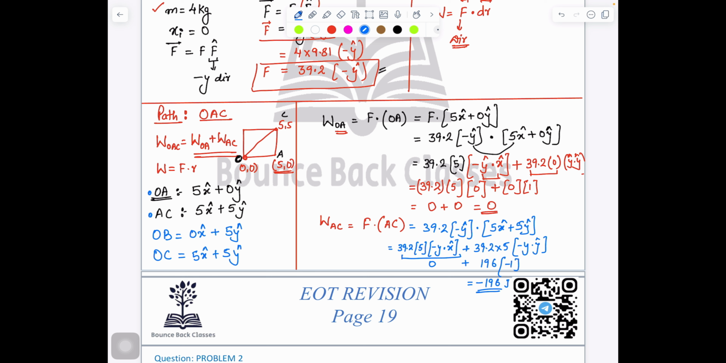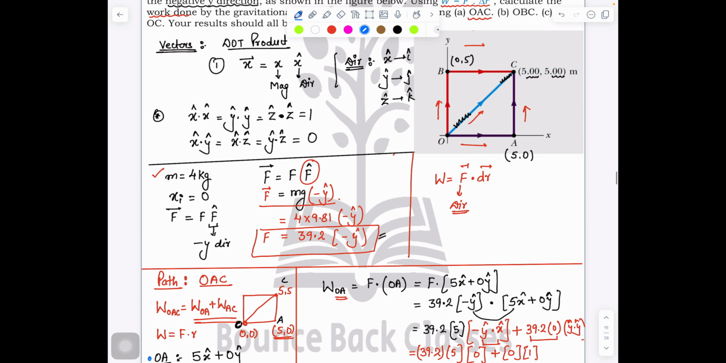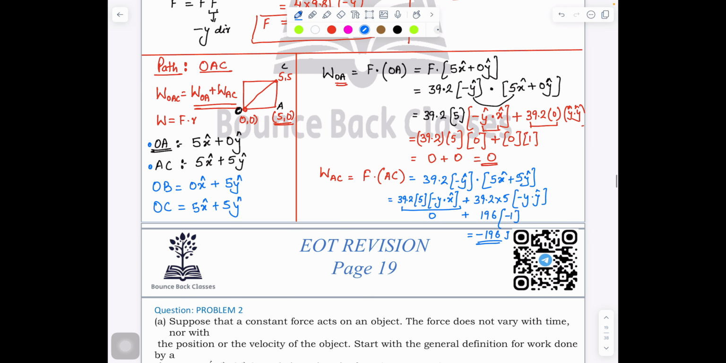Clear? And one more thing, B to C. Some students get confused in BC. In that case, it is 0x cap plus 5y cap. Now you have all the values. Just solve it yourself and you will find the solution.